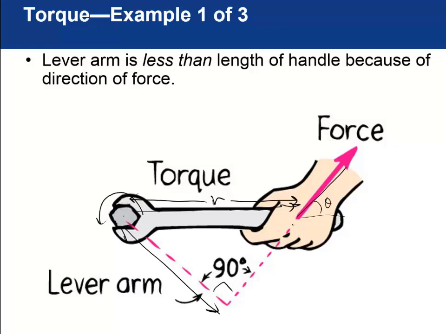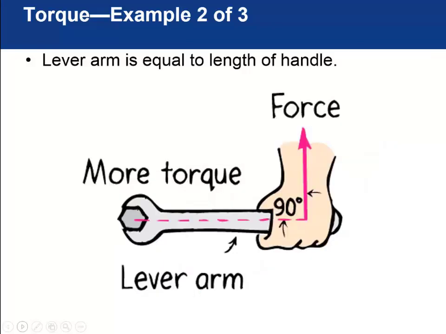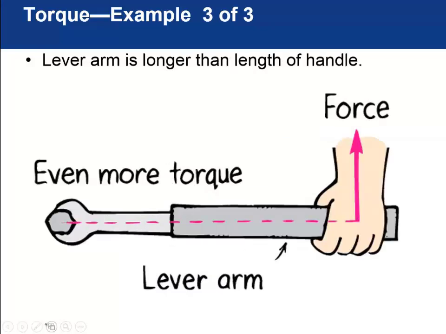And that's less than the length of the handle because you're not pulling perpendicularly to the handle. If you want your lever arm to be the same as the length of the wrench, you pull perpendicularly. That's going to maximize your lever arm, so it'll maximize your torque. And actually there is a way to get even more torque than that. You could increase your lever arm by putting a pipe on the end of your wrench, which extends this lever arm. And now if you pull perpendicularly, you can get even more torque on this bolt if you have a really, really sticky bolt.